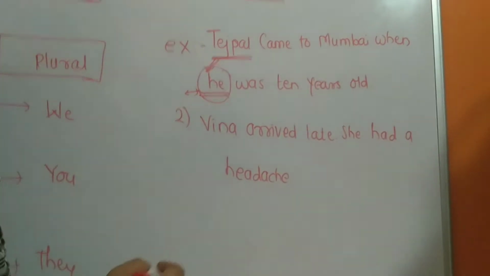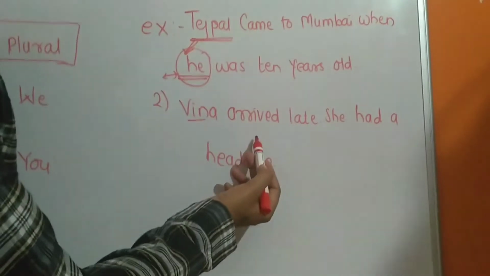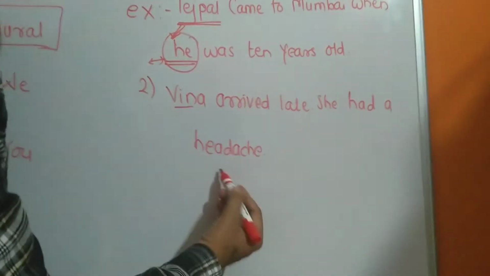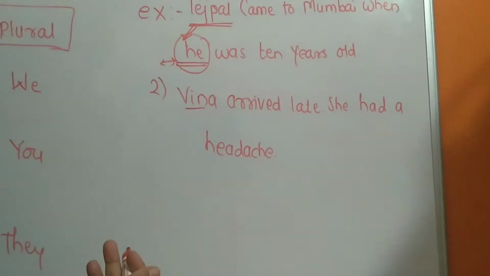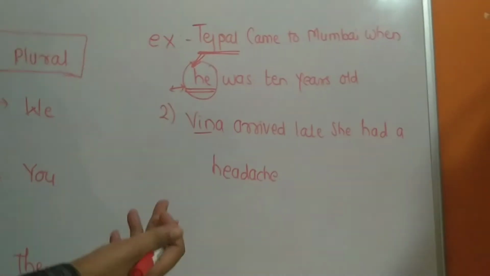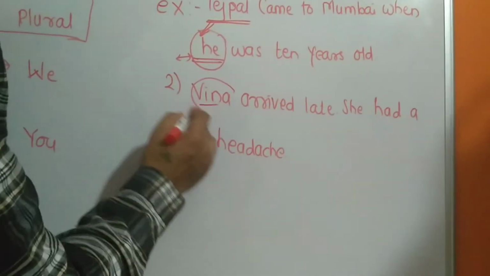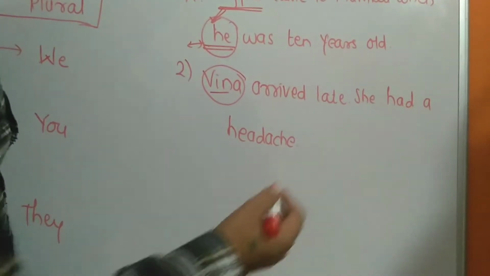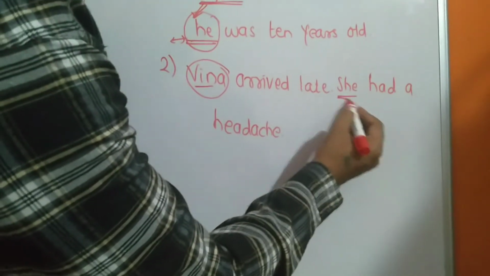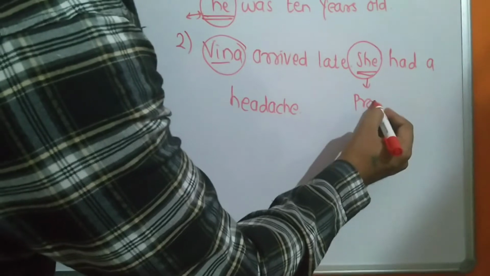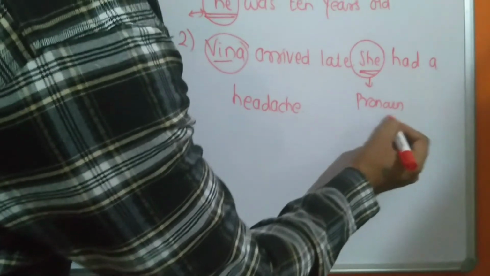Now the second example is: Veena arrived late. She had a headache. Now student, it is very simple to identify the pronoun in this sentence. Veena arrived late. Veena is the name of a girl. That's why we use she here, and this word indicates the pronoun in this sentence.